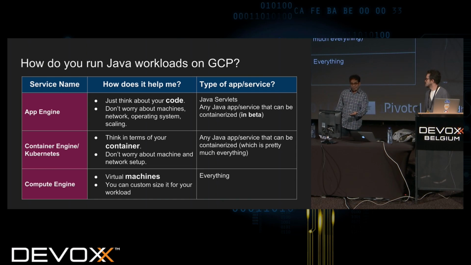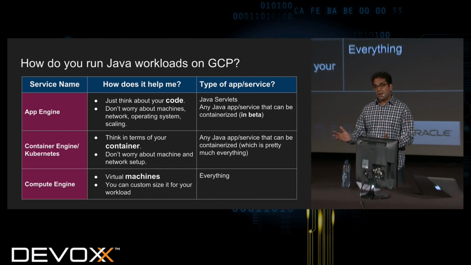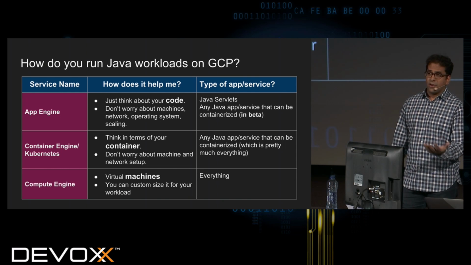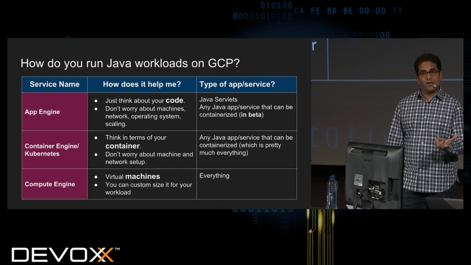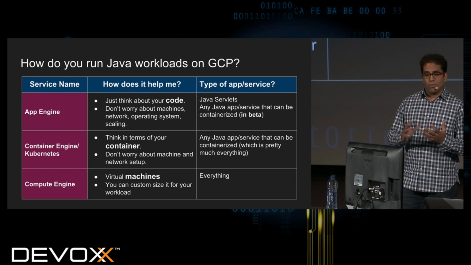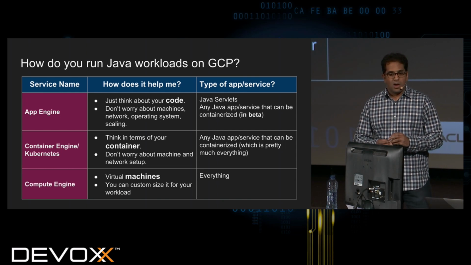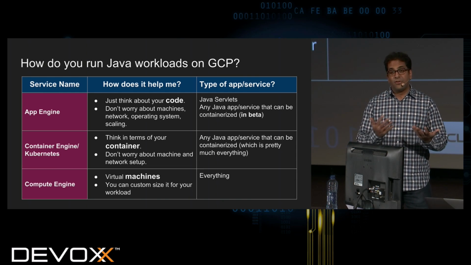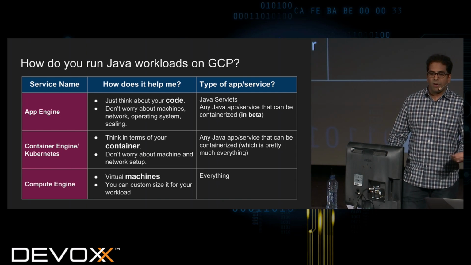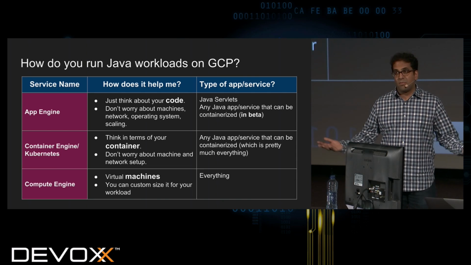Another service that you can run on is called Container Engine, which is hosted Kubernetes. Google hosted Kubernetes is known as Container Engine. And here you obviously think in terms of a container, right? So you don't really worry about the machines, and you don't really worry much about the network setup. You worry about the OS and your dependencies there, but you think in terms of the container. And you can run anything, right? Any Java app or service can be containerized and run there.